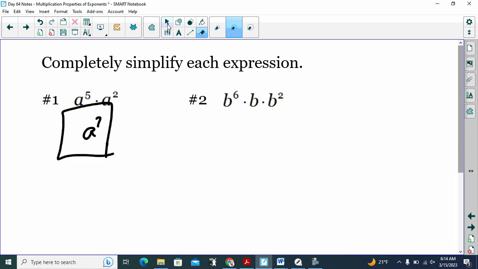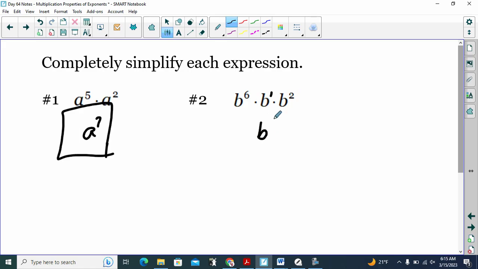Number 2 says b to the 6th times b to the 2nd. B to the 6th times b to the 2nd. Everything I'm doing in here is multiplication. When that's the case, I add up the exponents. 6 plus, that's understood to be a 1, is 7 plus 2 is 9. B to the 9th.